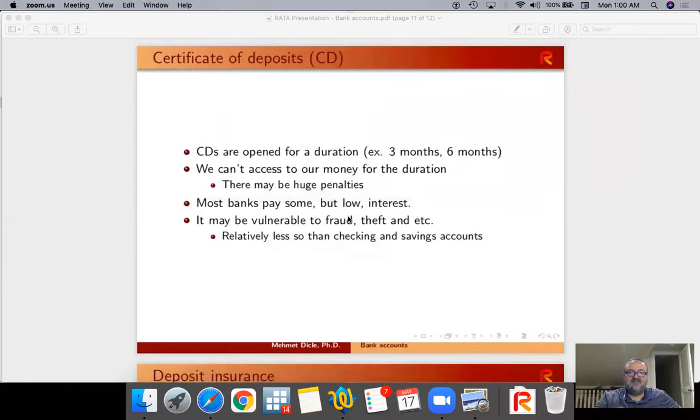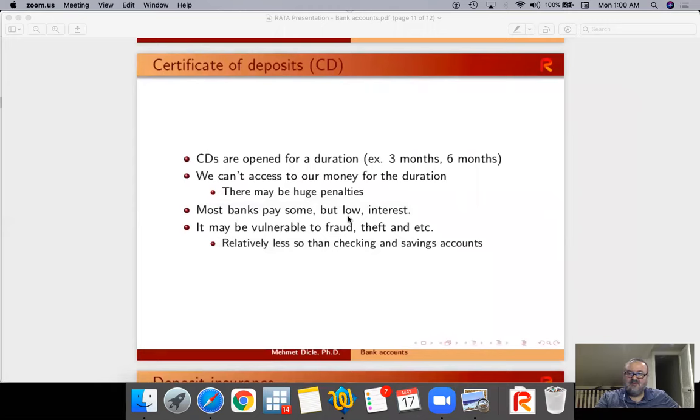Certificate of deposit. Well, a certificate of deposit is a time deposit. It is like a savings account, but they're open for a duration: 3 months, 6 months, 6 years, 10 years. They do pay interest, very low, but they do pay interest. However, you cannot access your money for that duration.